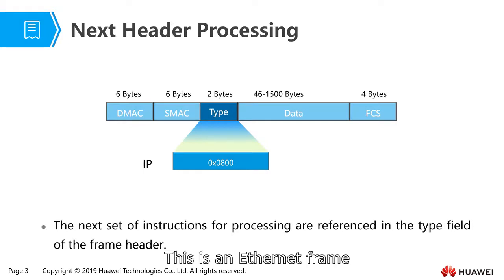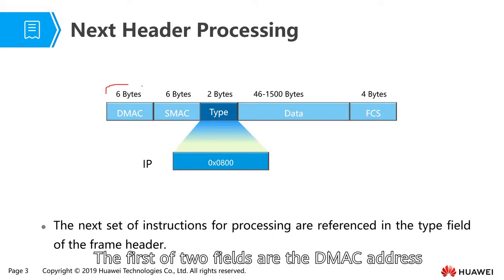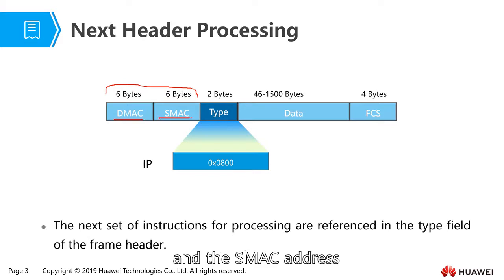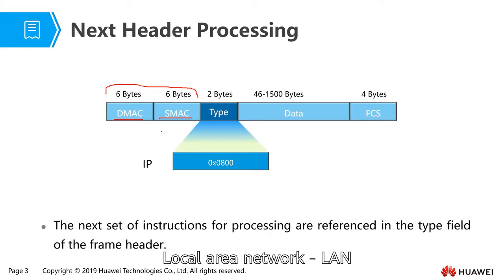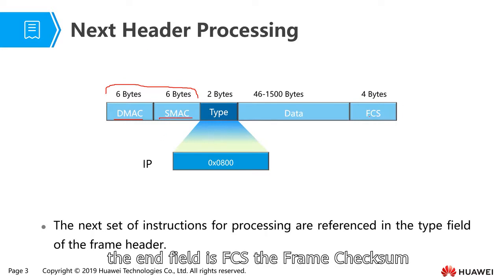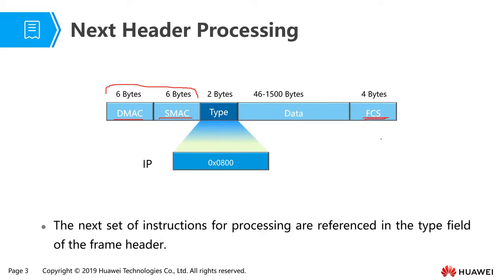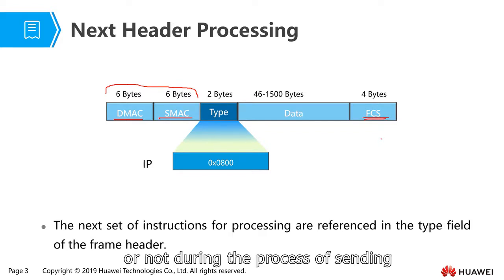First, this is the format of the Ethernet frame that we discussed in the previous chapter. We can see this format is Ethernet II. The first two fields are the destination MAC address and the source MAC address. The MAC address is a layer 2 address used to identify the source and destination in the local area network, the LAN. And the last field is the FCS, the frame check sequence, to check whether the frame was damaged during sending from the source to the destination.